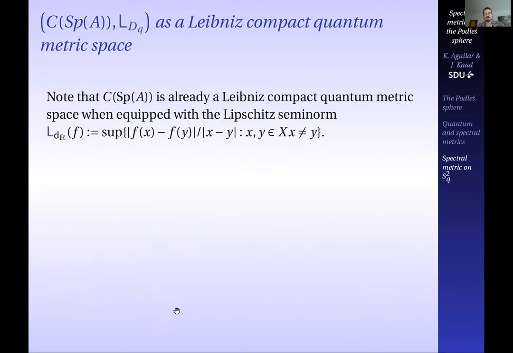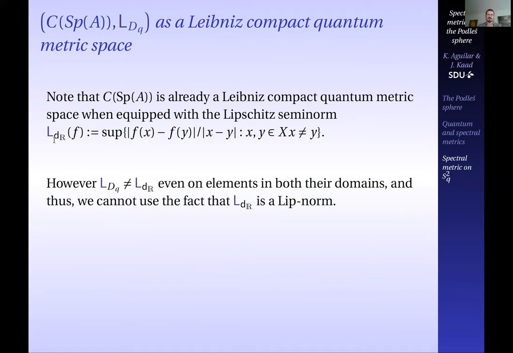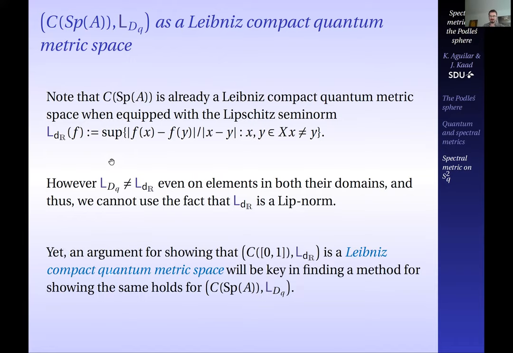All right, so the first thing we already know is that C of the spectrum, the continuous functions on the spectrum, is a compact quantum metric space with just the usual Lipschitz seminorm, okay? However, as we'll mention later, unfortunately the Lipschitz seminorm is not the seminorm given by the spectral triple of Dąbrowski–Sitarz. But maybe we can get some intuition from the proof of the fact that C(X) with the Lipschitz seminorm, L_dR, is a quantum metric space. We can get some motivation from there and then translate the intuition of that proof into the spectral triple setting and then further to all the compact operators.